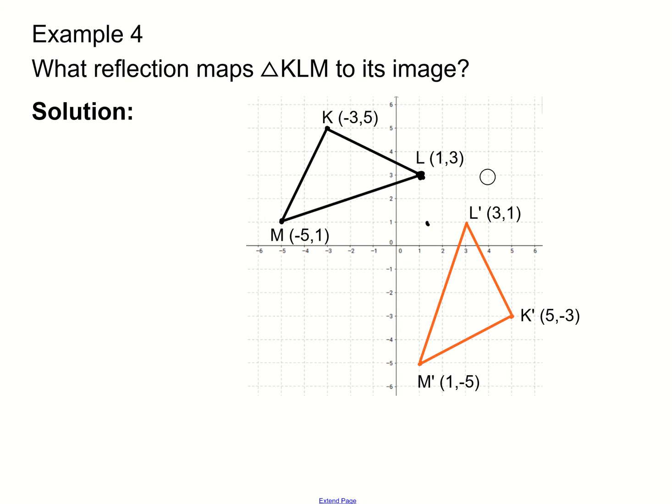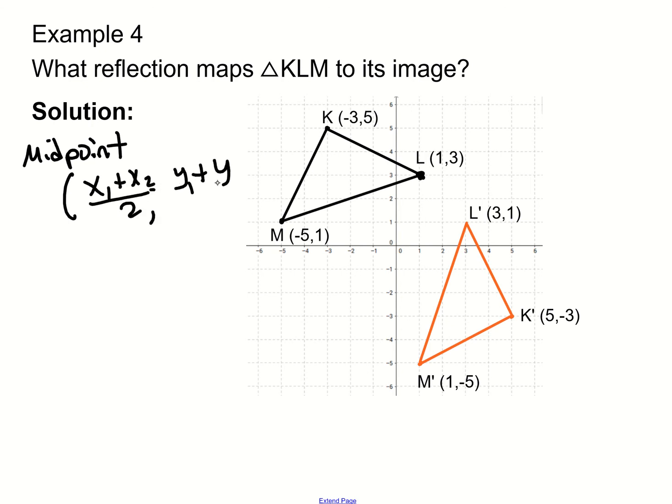This is what we covered in chapter 2. So how do we find the midpoint? Let's review how to do that. Remember, the midpoint is the average of the x coordinates, so you add them up and divide by 2, and the average of the y coordinates, so you add them up and divide by 2. That's the midpoint formula. We want to do this for, let's say, L prime. So let's find the midpoint of L prime.